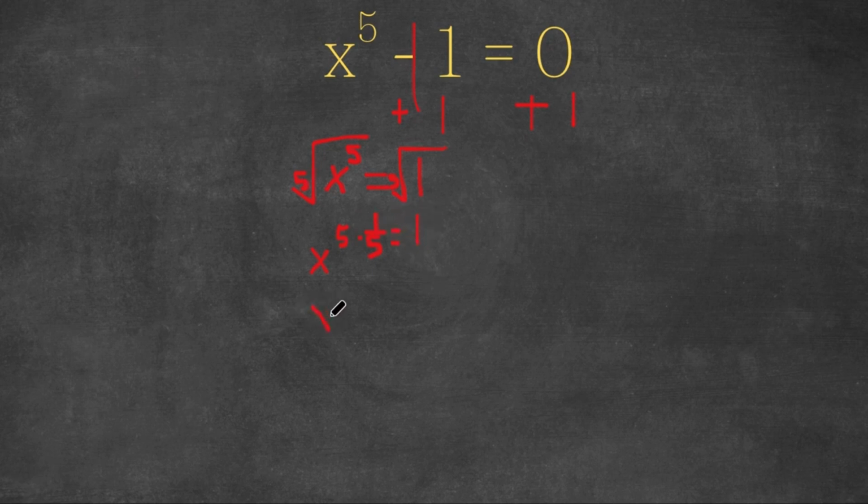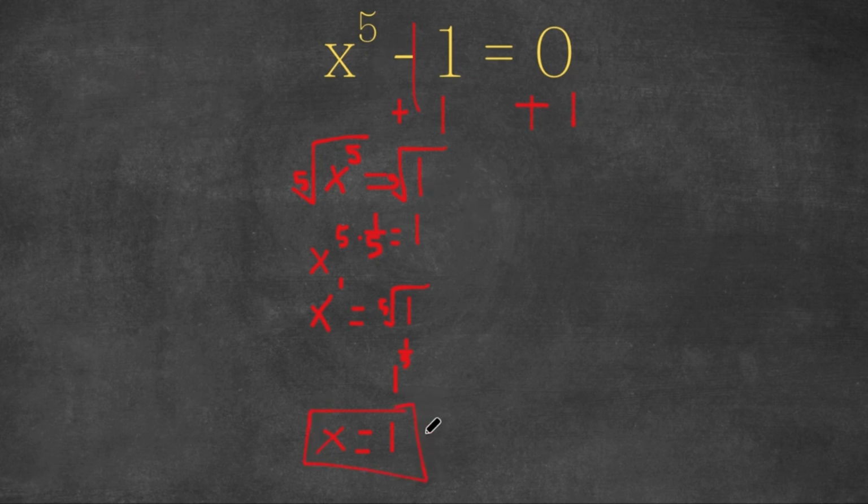So this is x to the power of 1, which obviously equals x, equals 1 to the root of 5. Well, 1 to the root of 5 is the same thing as 1 to the power of 1/5. And 1 to the power of anything is simply 1, because that's just how it is. So this is 1. And x to the power of 1 is x. So x equals 1. And this is our answer.